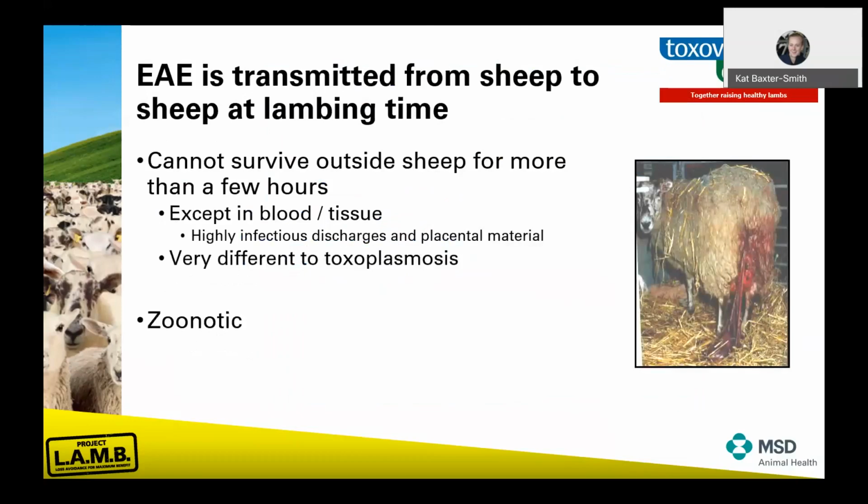So how is it transmitted? It's from sheep to sheep at lambing time. Classically, 3 weeks before lambing, all the sheep will be gathered together in a barn probably. And if one aborts like this, all the sheep will then come over and sniff it, as they do, and sniff the fluids on the ground, and it's highly infectious. So they will then become infected themselves.